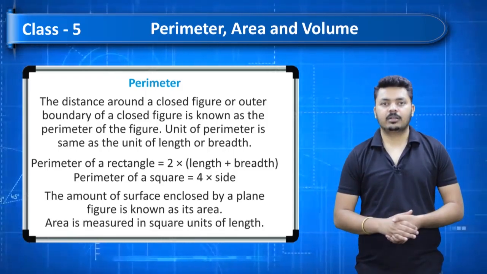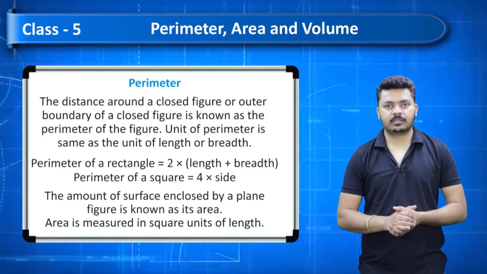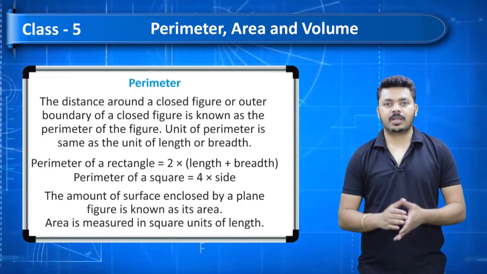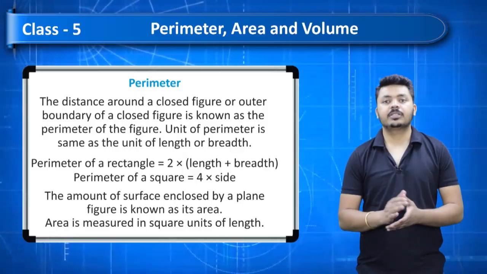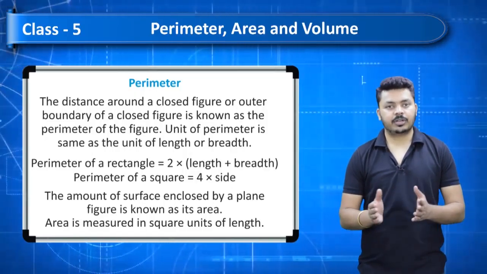Perimeter of a rectangle is 2 multiplied by (length plus breadth). Perimeter of a square is equal to 4 multiplied by side. The amount of surface enclosed by a plane figure is known as the area. Area is measured in square units of length.